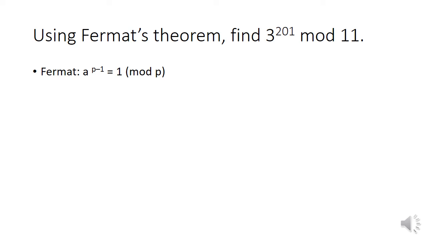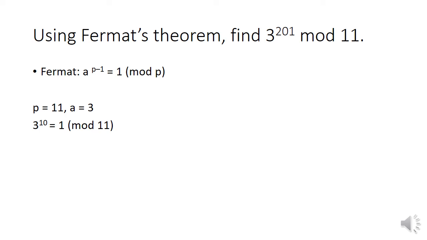So in order to get the same format as 3 power 201 mod 11, this means that p, the number after the mod, should be 11, and the base, which is a, should be 3. And by substituting 11 and 3 in Fermat's theorem, we get 3 power 11 minus 1, which is 10, equals 1 mod 11. So from this one, we need to reach 3 power 201.